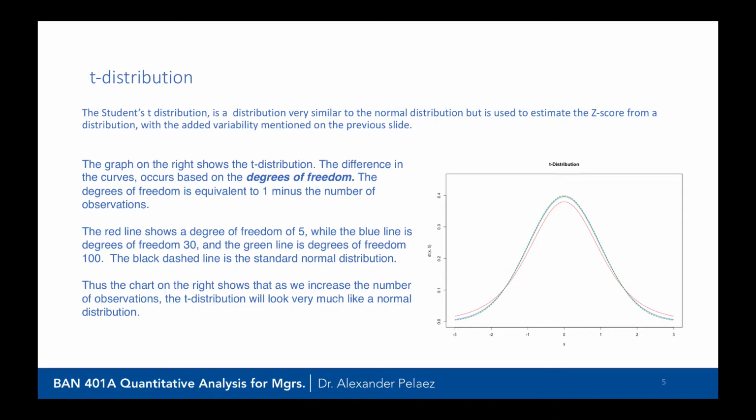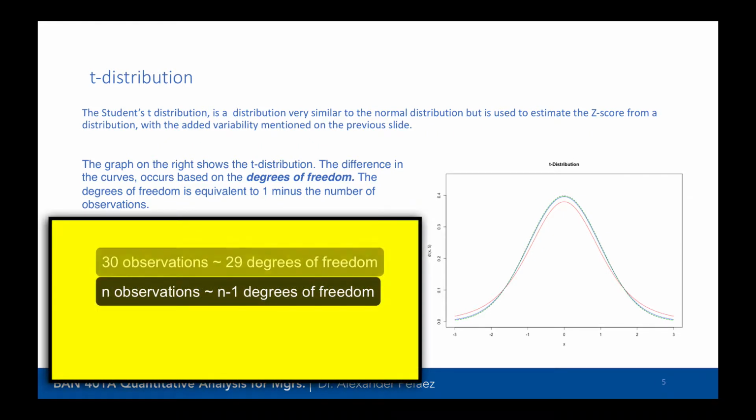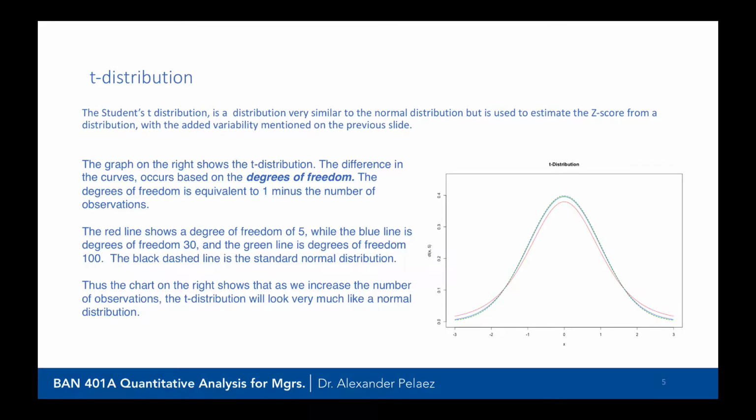So the graph on the right shows the t-distribution. The difference in the curve occurs in something called the degrees of freedom. The degrees of freedom is always equivalent to the total number of observations minus 1. So if we had 30 observations, we would have 29 degrees of freedom. If we have 100 observations, we would have 99 degrees of freedom. Now, that is for the t-distribution. Other distributions will have different degrees of freedom, but we'll discuss those later.